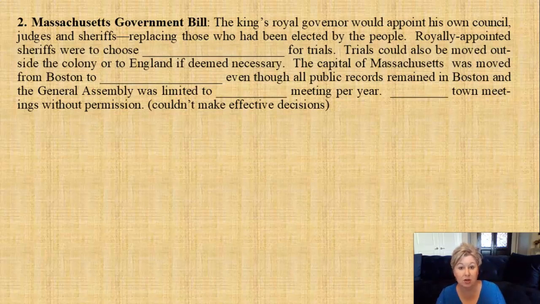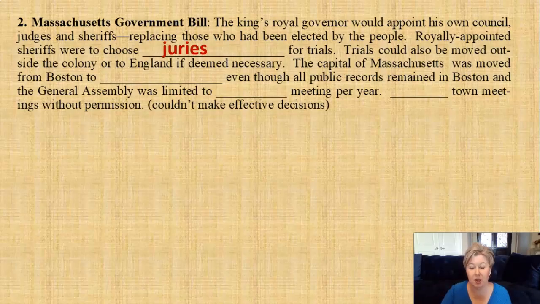The second part of the coercive acts was called the Massachusetts Government Bill, again targeting that colony. From now on, Governor Hutchinson would appoint his own council. They would no longer be elected by the people. He would also choose all the judges and all the sheriffs, replacing all judges and sheriffs who had been elected by the people. These royally appointed sheriffs were now supposed to choose the juries for trials. So that was problematic because people recognized, like, even if we are tried locally, the jury will all be loyalists. They will be people who are favoring the crown and its position, because the royally appointed sheriff is going to pick out the jury.